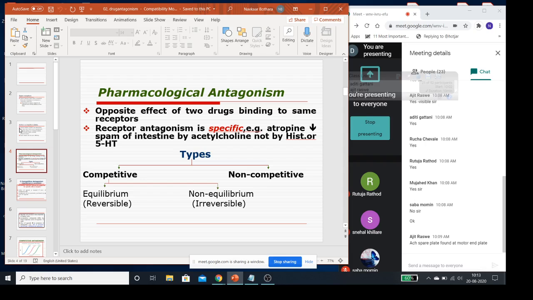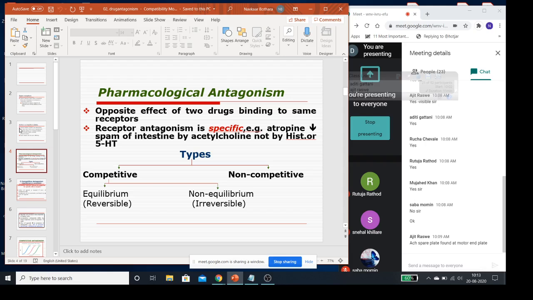Okay, they act on the same receptor, they have similar structural domains which are responsible for binding at the site, and therefore they compete for the same receptor site. Particularly if it is the active state, then both compete for the active state. Okay. Now in this there are two types, what? Equilibrium, non-equilibrium, or reversible, irreversible.